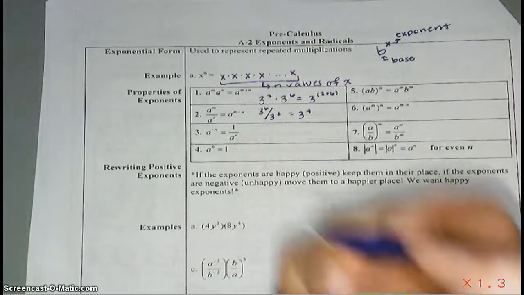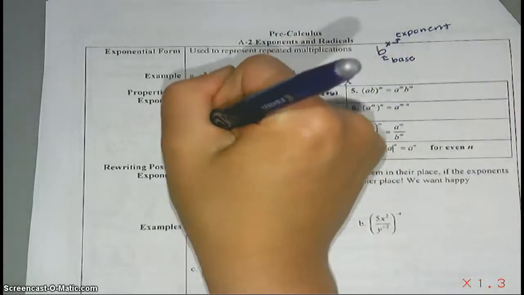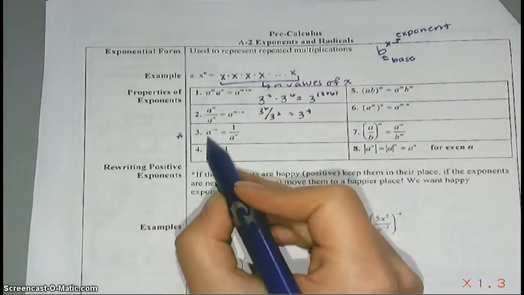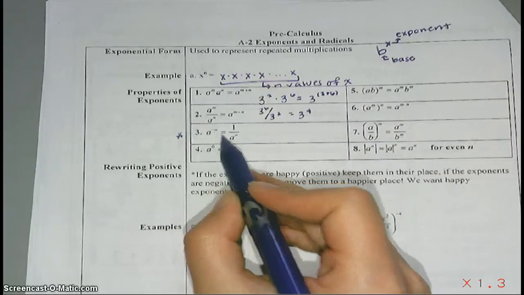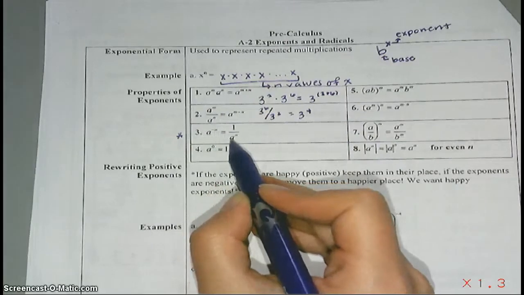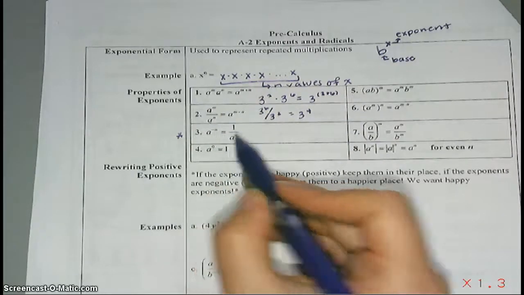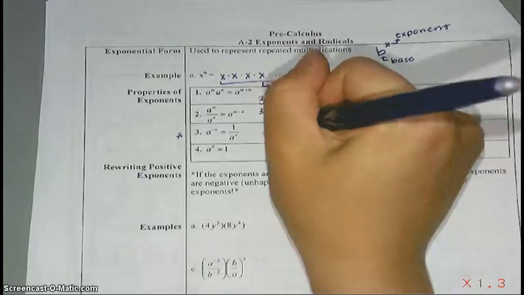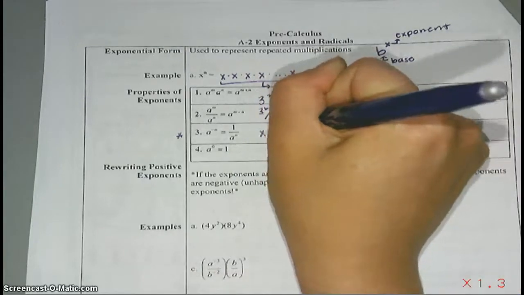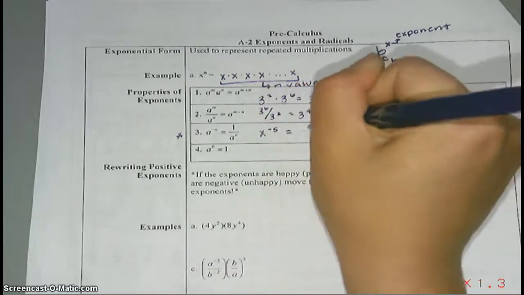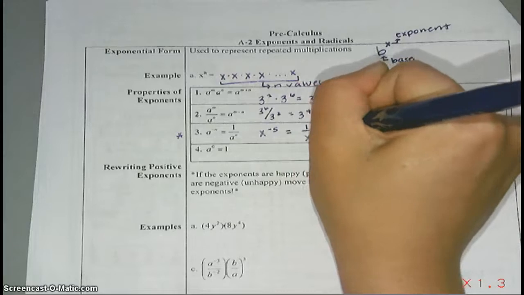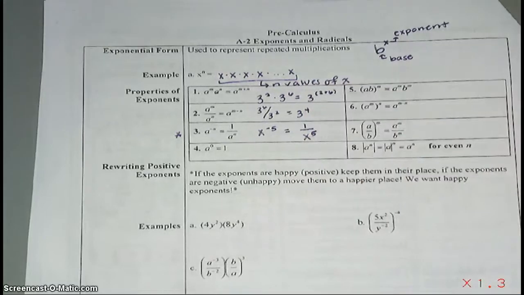Oh, this is a biggie. Anytime you have a negative value, or just any number to a negative exponent, you can take it down to what I call the basement, or the bottom of a fraction. For example, x to the negative 5 is the same thing as 1 over x to the 5th in the denominator.